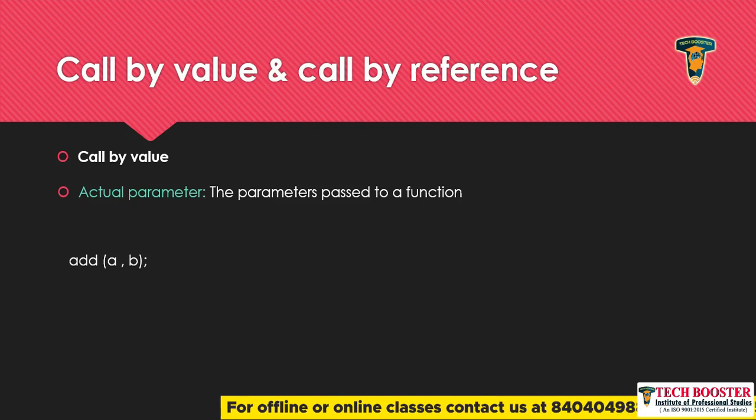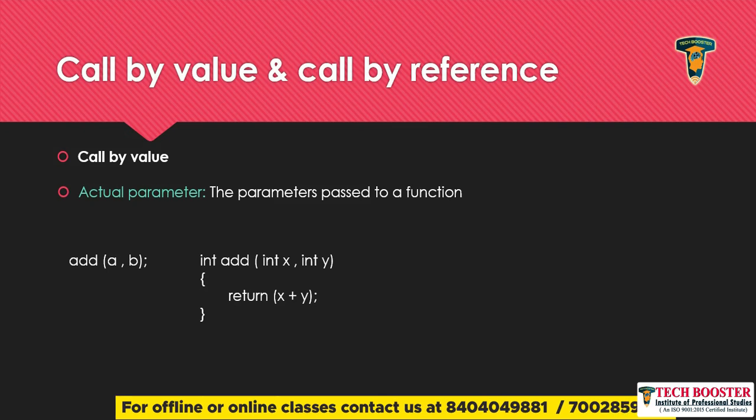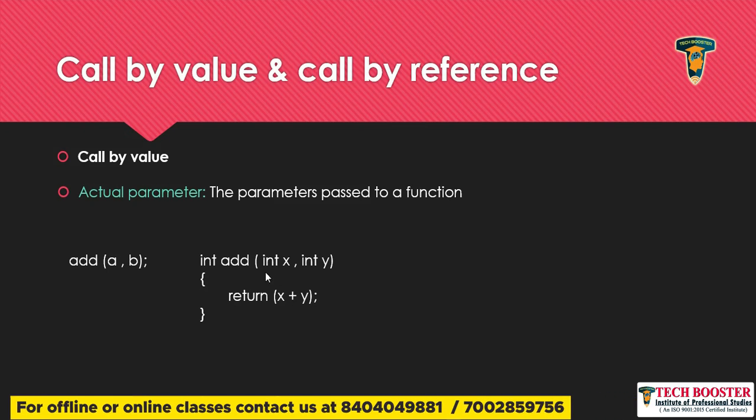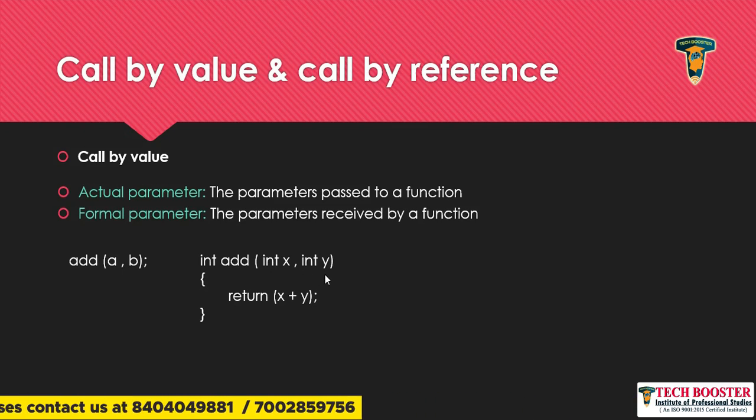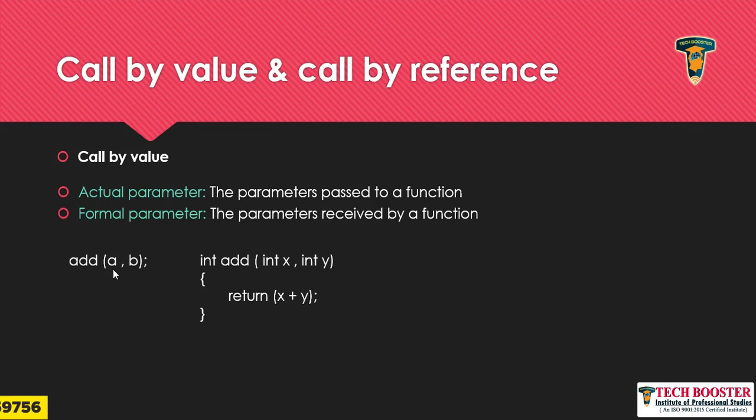Now if you want to create this particular function, here you can see I have created this function where I have considered int x comma int y. This int x comma int y is also known as your formal parameter because these parameters are received by a function. Here a and b are your actual parameters because these are passed to a function, and your x and y are your formal parameters because these are received by a function. Here the value of a will be passed to your x and the value of b will be passed to your y. So this is my call by value, where we are calling this function add by its values a comma b.